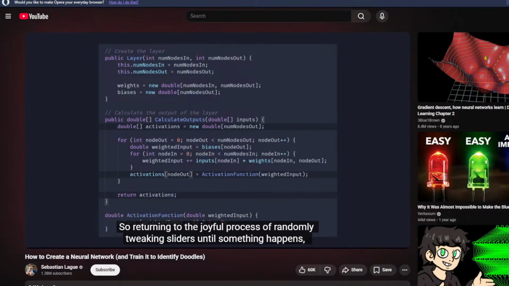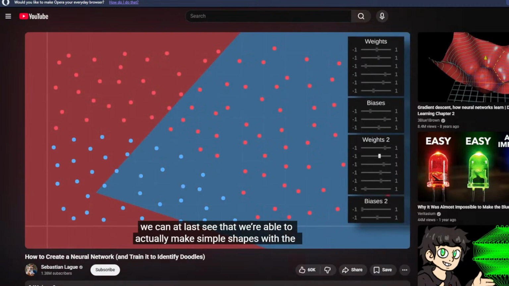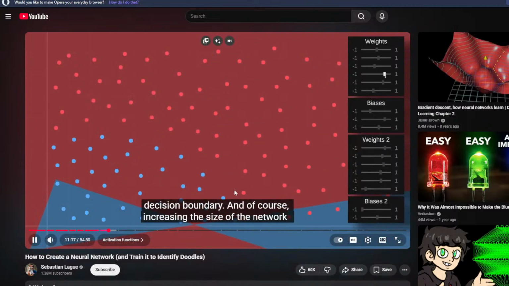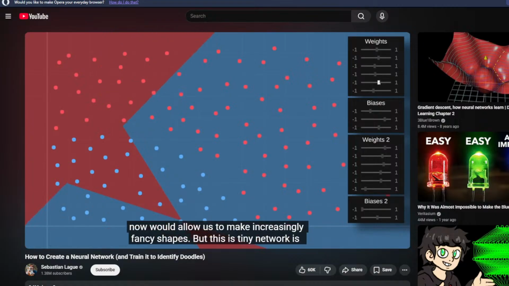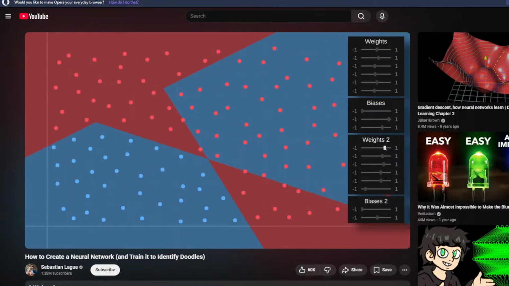So returning to the joyful process of randomly tweaking sliders until something happens, we can at last see that we're able to actually make simple shapes with the decision boundary. And of course, increasing the size of the network now would allow us to make increasingly fancy shapes. But this tiny network is already sufficient to correctly classify the made-up data we have at the moment. That's insane.